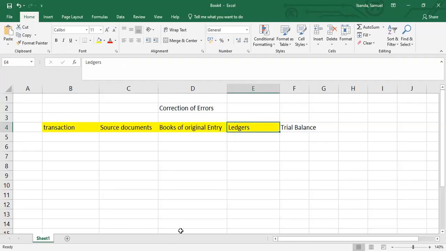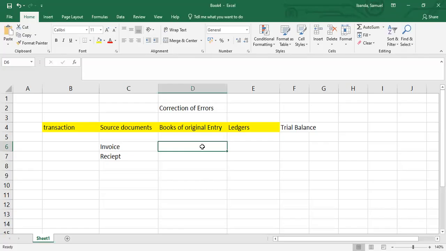and the ledgers. And what exactly happens here is that, remember, on the source documents you have things like the invoice, you have things like the receipt. Okay, now when you're writing an invoice, instead of writing 2,000, you might write 20,000. Or instead of writing 22,000, you might write 20200. The same thing with the receipt. So you can make an error at this stage. Okay, so that is one of the things that could cause errors.